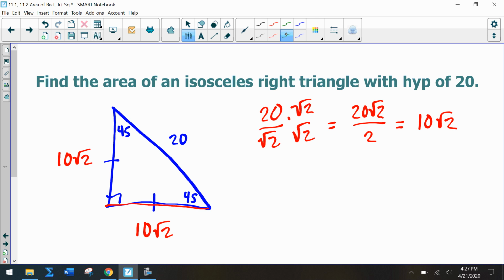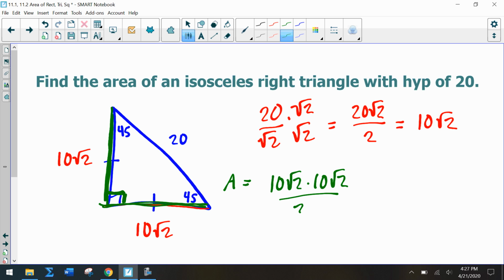So remember we said that the base and the height must always be perpendicular. So we are choosing this leg and this leg to be our base and our height because they are perpendicular. So 10 root 2 times 10 root 2 divided by 2. That gives us 100 times 2 over 2. And those reduce, so we get 100 square units.